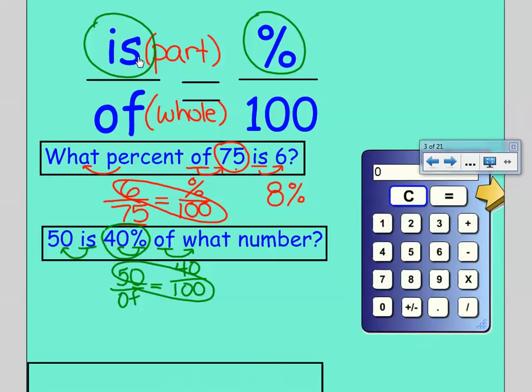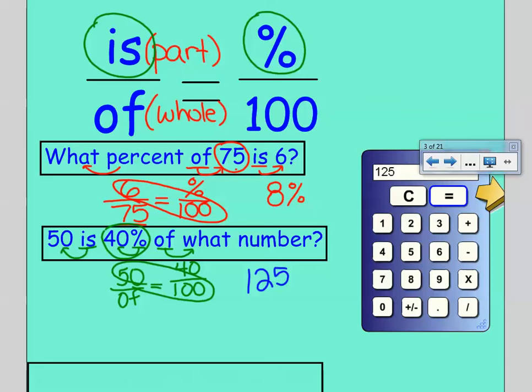So now this time, I would do, oops, not 500 there, let's start over again. I would do 50 times 100, and I would divide that by my last number of 40. When I do that, I get an answer of 125. So 125 would be my missing number.